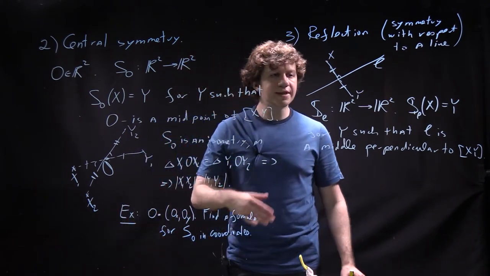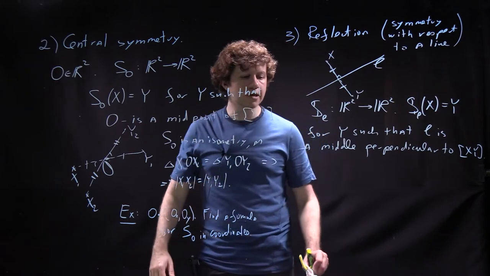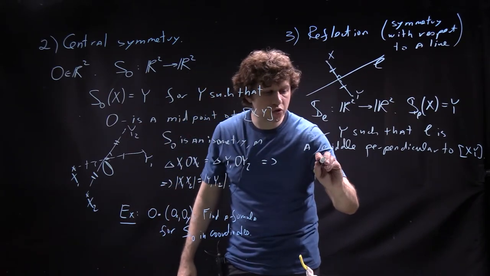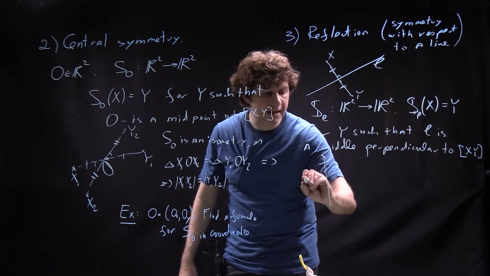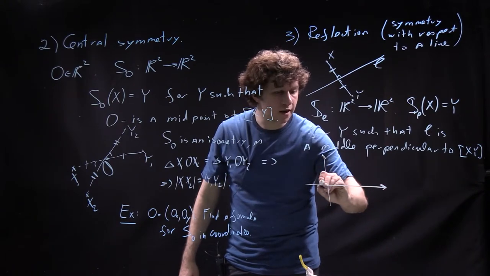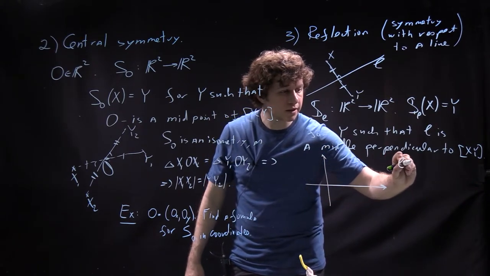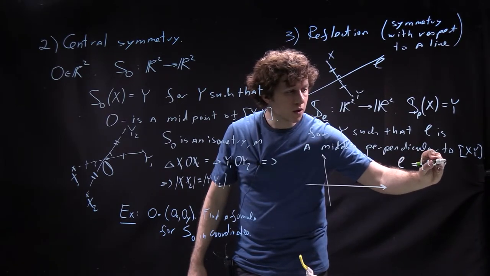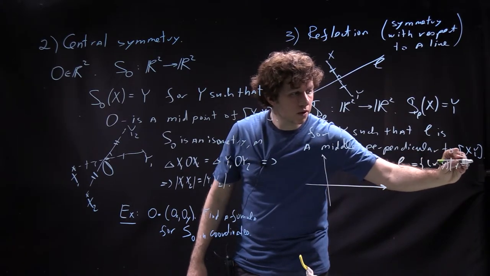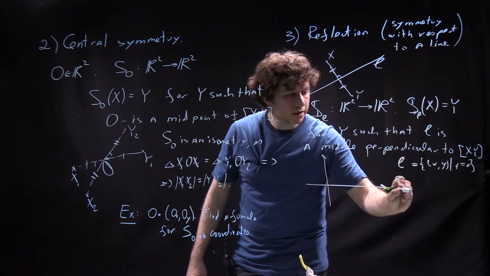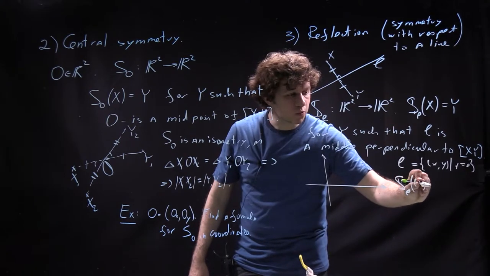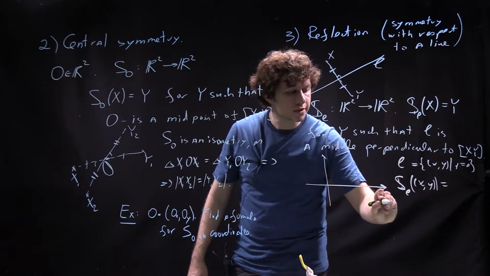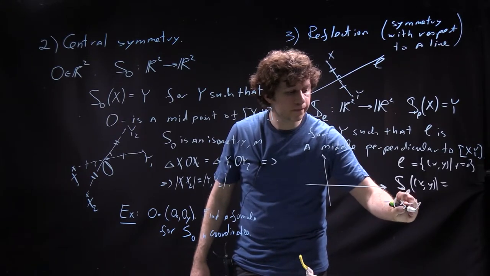Writing a formula for it in general is slightly harder, but for instance, let's choose a coordinate system so that we reflect with respect to the line y equals 0. So suppose L is equal to the points (x, y) with y equal to 0, and then S_L obviously sends a point (x, y) to the point (x, -y).